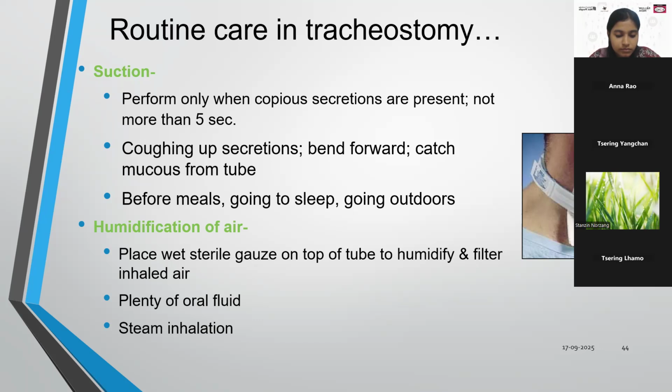Now, the second function of the airway was humidification. But as we have placed the stoma right in the trachea, the air will get dried up. So to keep the air that is going inside humidified, you have to place a wet sterile gauze on top of the tube. A filter is also available. It will also help in preventing any foreign body slipping in.